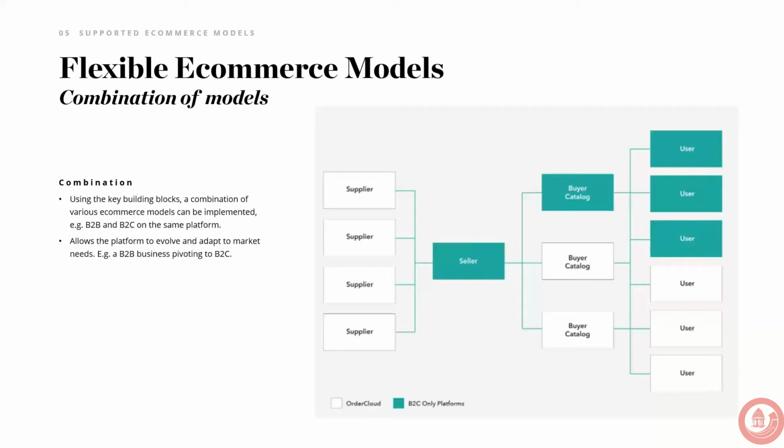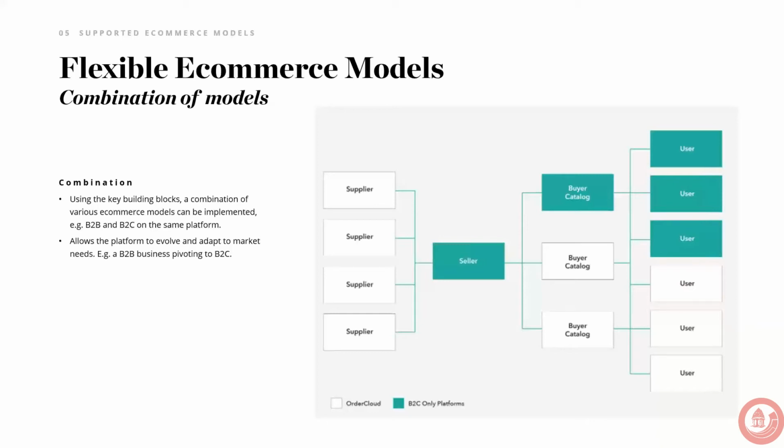And this is where it gets really interesting, and this is where the power of the platform lies. As you saw, over the past one or two years, there's been a lot of change in the e-commerce space. So a lot of B2B businesses started selling to consumers directly because of the market needs. So a lot of businesses these days are hybrid. So with OrderCloud, you can have a combination of models.